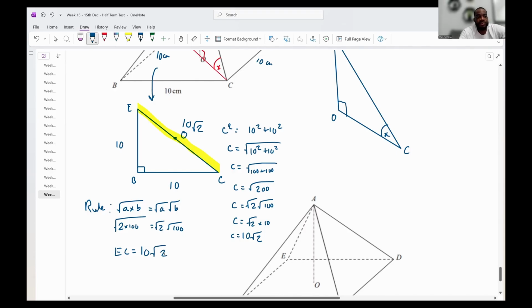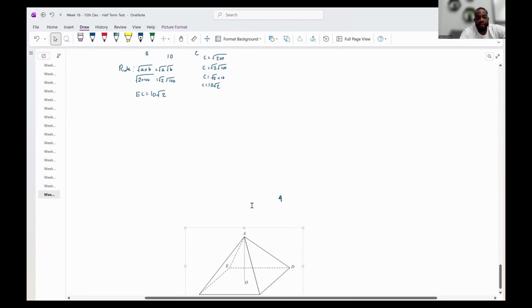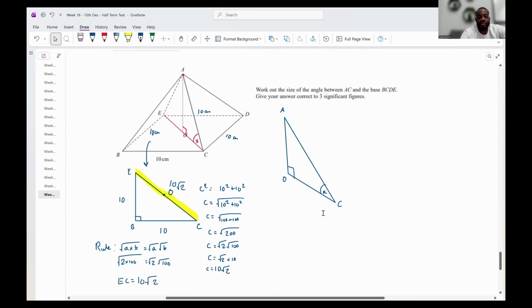Is everybody happy with that? Let me put this in. Move this down a bit. Yeah, is everybody happy with that? Why don't you guys say yes or no?